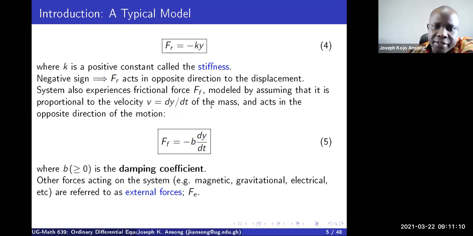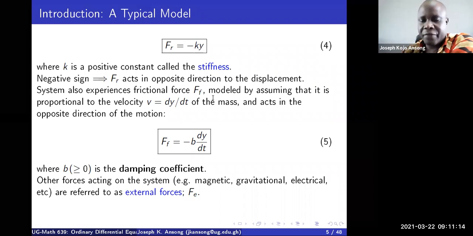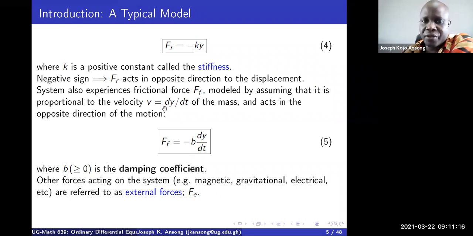And often it is modeled by assuming that the frictional force is proportional to the velocity, v, which is of course dy/dt, the velocity of the mass, and it acts in the opposite direction. So the frictional force can be written as negative gamma multiplied by the velocity, which is dy/dt. Once again, the negative is there because the friction is acting in the opposite direction. If the mass is going this way, the frictional force is opposing it in the opposite direction.